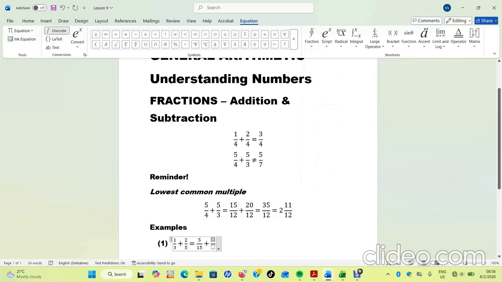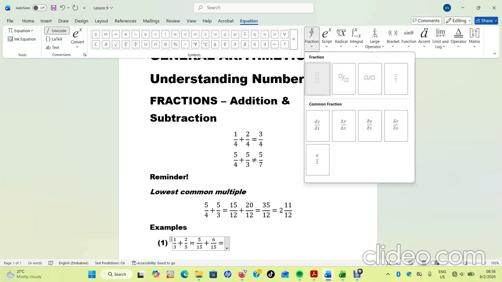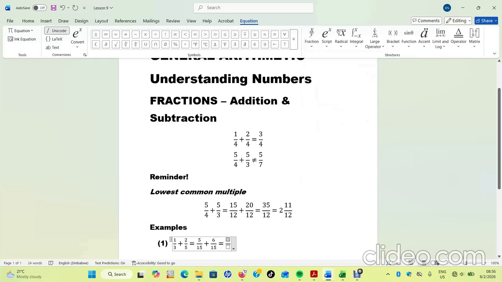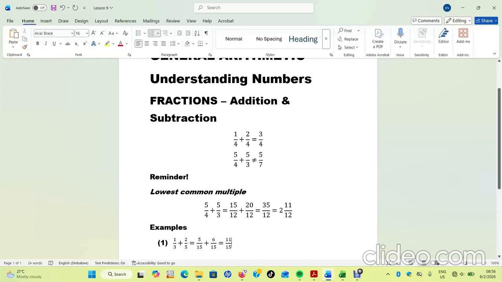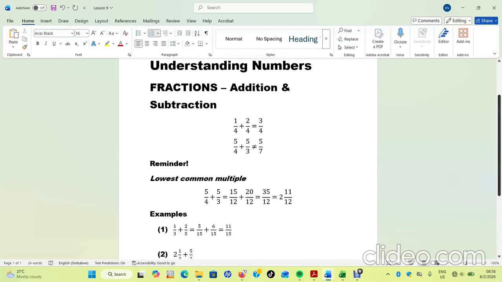For the second fraction, 2 over 5, 5 into 15 is 3. 3 times 2, we get 6. So then we get 5 over 15 plus 6 over 15. We simply add the numerator to get 11. Then our answer is 11 over 15.